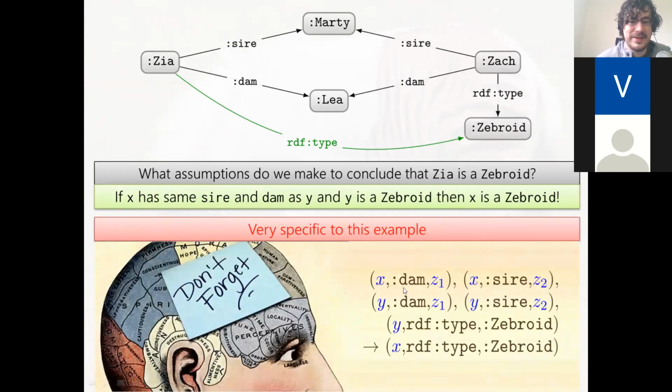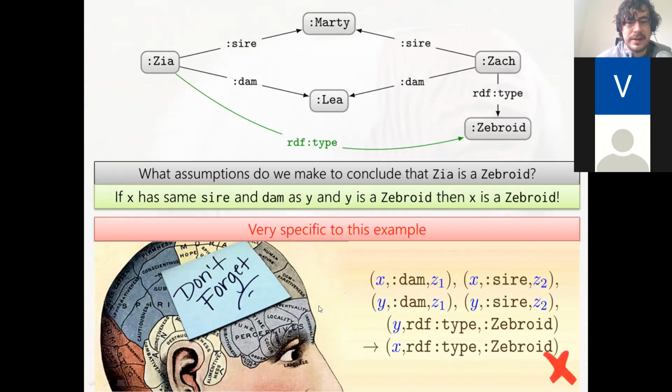That if X has dam Z1 and X has sire Z2 and Y dam Z1 and Y sire Z2 and Y type zebroid implies X type zebroid. I don't think that's how we're remembering this. This rule would be very specific to this example. And we could define lots and lots of different types of rules of the same form like this. So it's not a very general thing.